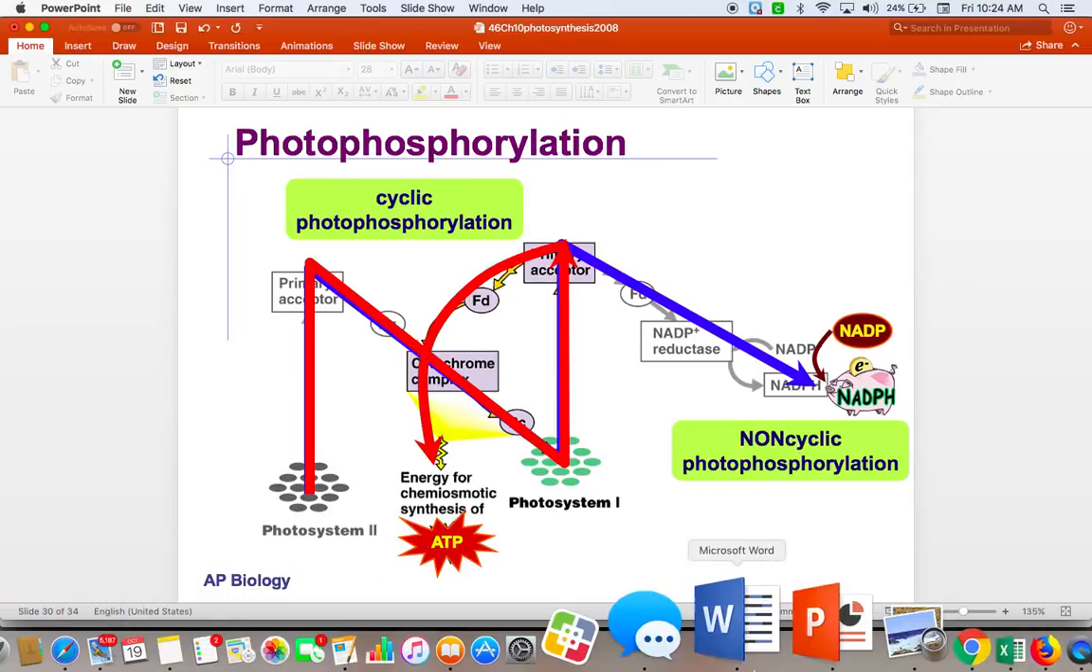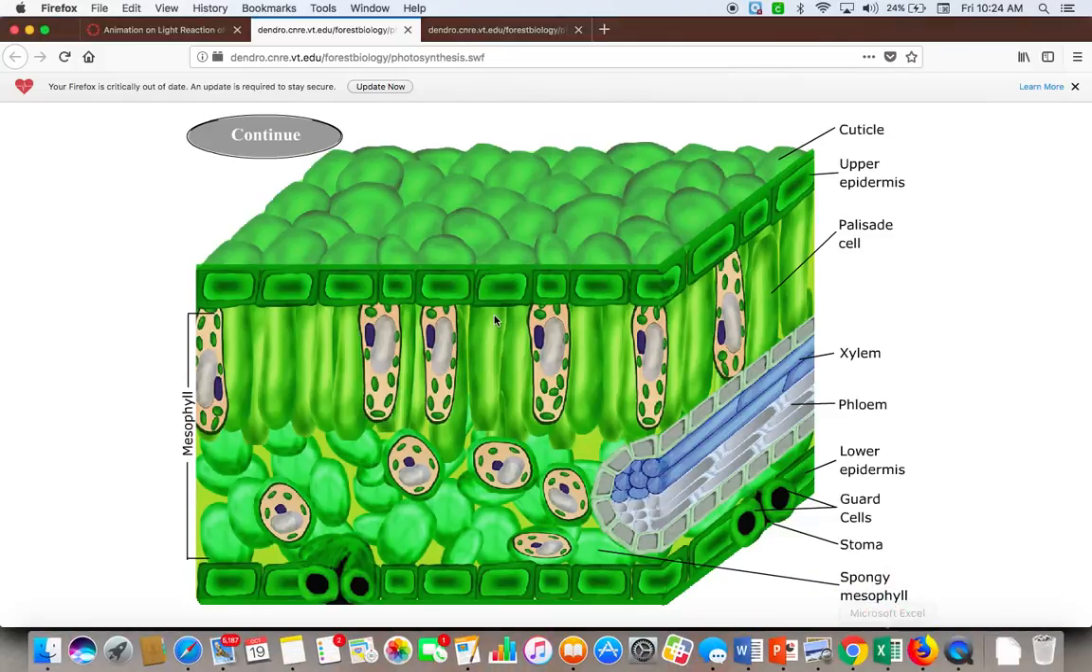let's look at a little animation. And unfortunately, this animation, I can only get it to work in Firefox. So I'm hoping that you 8th graders can get it to work on your Chromebook. If not, I'll be glad to show it to you when we get to class.